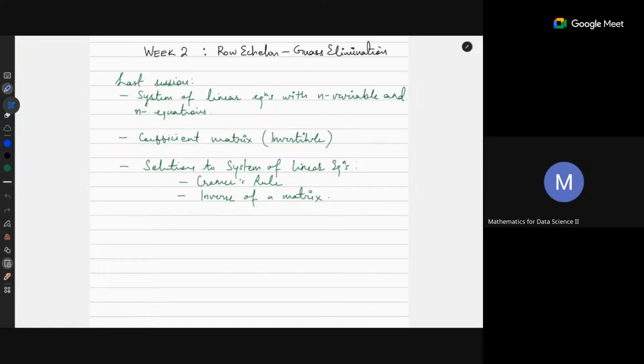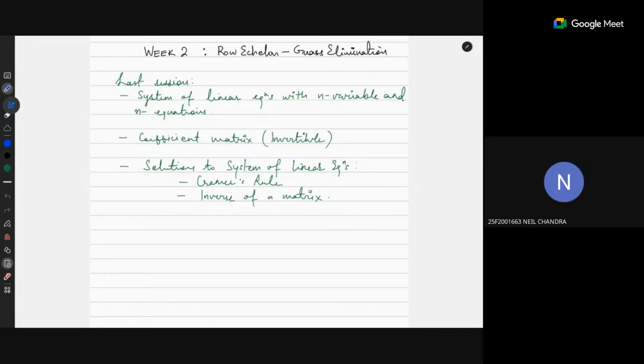Even MATLAB and many other software use Gaussian elimination and row echelon forms to find the determinant of a matrix and the inverse of a matrix. Let's say you insert a matrix in your system and you get the inverse of that. How does it do it? There is some algorithm behind it. That algorithm is based on Gaussian elimination, row echelon form or row reduction, which we will study in today's discussion.